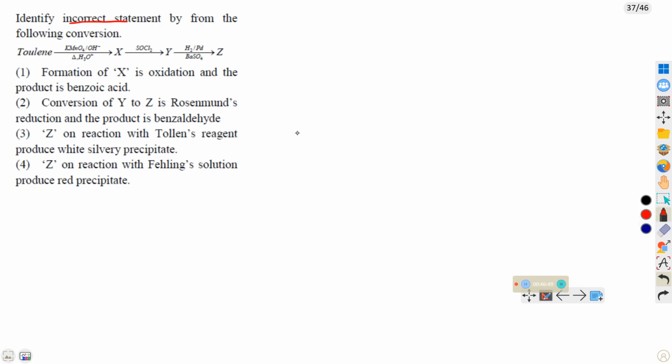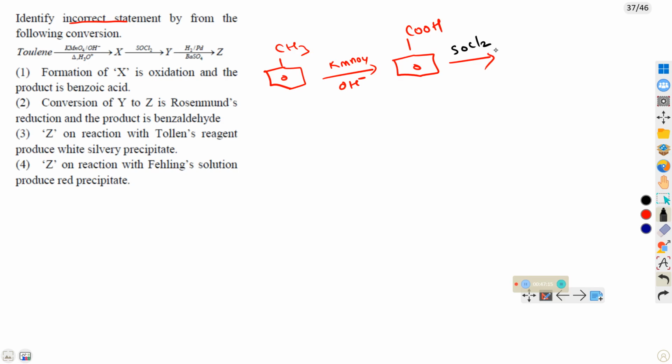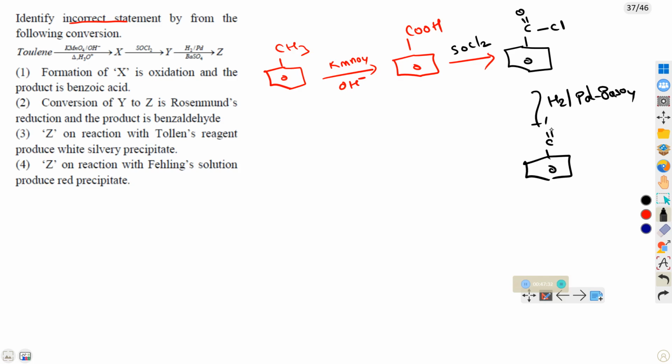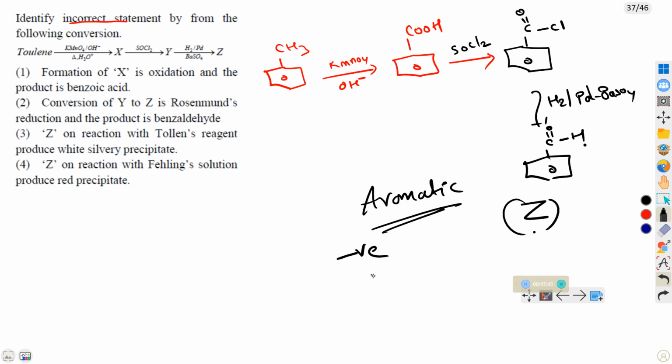Identify the incorrect statement from the following conversion. Toluene, C6H5CH3, reacts with KMnO4, OH minus, side chain oxidation takes place and it gives benzoic acid. Irrespective of carbon chain length, side chain oxidation takes place. It reacts with SOCl2, breaking the bond between carbon and OH group, and gives COCl, acid chloride. Acid chloride reacts with H2, Pd-BaSO4. It is the Rosenmund reduction and it gives an aldehyde. Product Z is benzaldehyde, an aromatic aldehyde. Aromatic aldehydes give a negative result with Fehling's test. So fourth option.